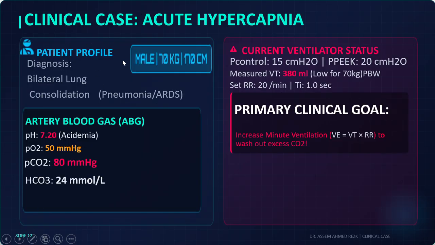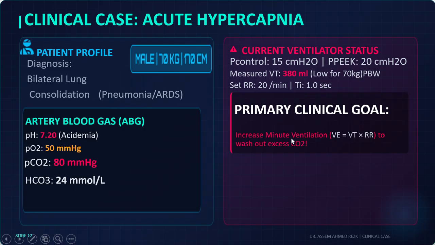This patient is a male, 70 years old, height 170, important height, diagnosed with bilateral lung consolidation, pneumonia, ARDS. He has pH 7.20, acidemia, and here PCO2 is 80, which means respiratory acidosis. In the current ventilation state, the patient has pressure 15 and peak 20, measured tidal volume 380, low for the predicted body weight, respiratory rate 20 and inspiratory time 1.